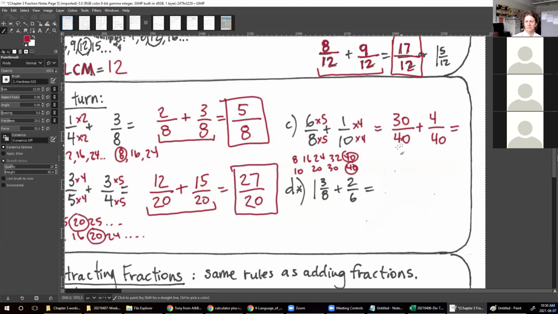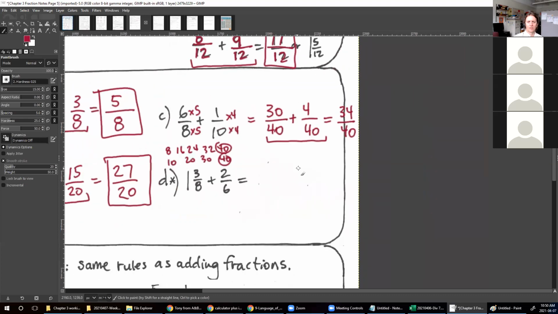Cool, the bottoms are the same, so I can now add these. So 30 plus 4 is 34 over 40. And I hope you guys can see and nothing's getting in your way here. There you go.